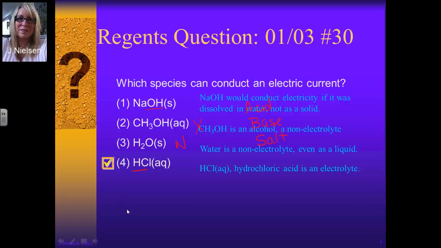And those are basically the same things that I told you. NaOH would conduct, but it is a solid. It's not dissolved in water. CH3 is an alcohol. Water is a non-electrolyte. HCl is the only electrolyte.